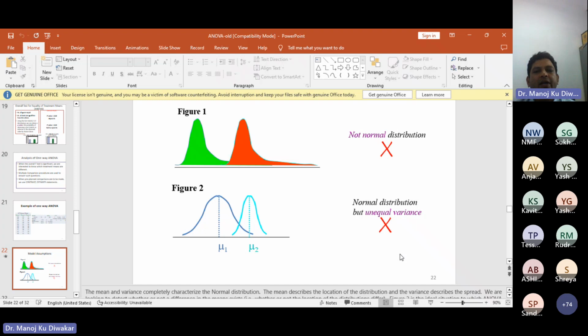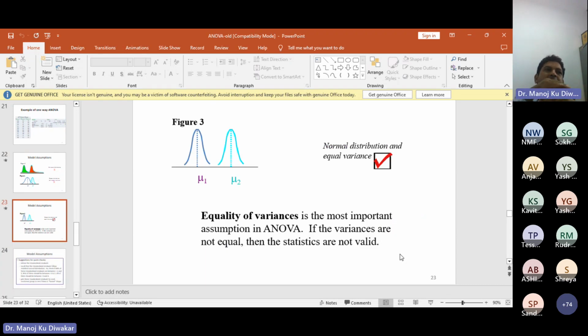So how will it look in the case of a normal distribution and equal variances? You can see mu1 and mu2, the mean of one sample and the mean of the other sample. The variability of this graph and this graph is almost the same. In that case you can say it is symmetrical and most of the values lie close to each other, and this is the normal distribution with equal variances.